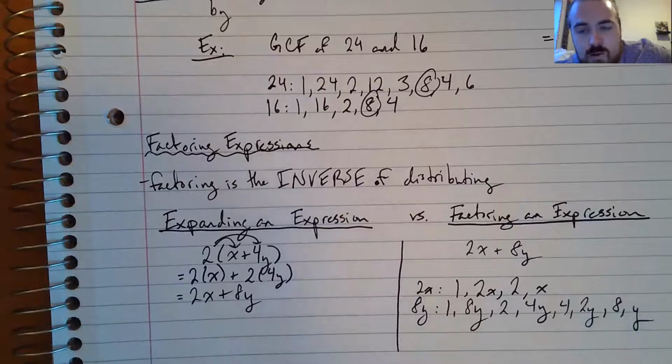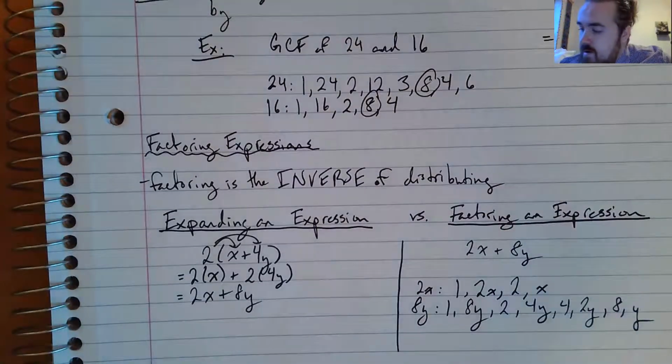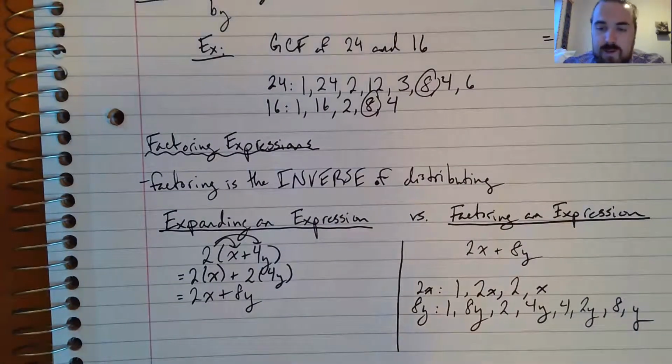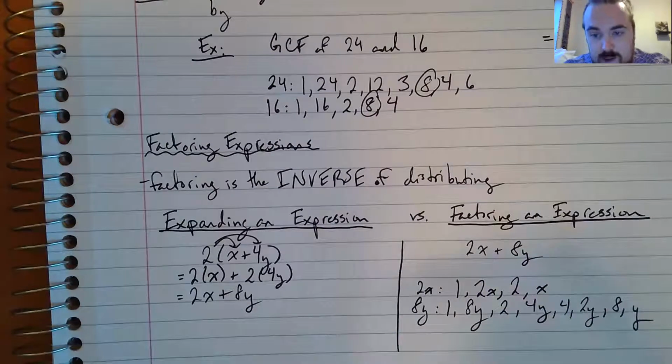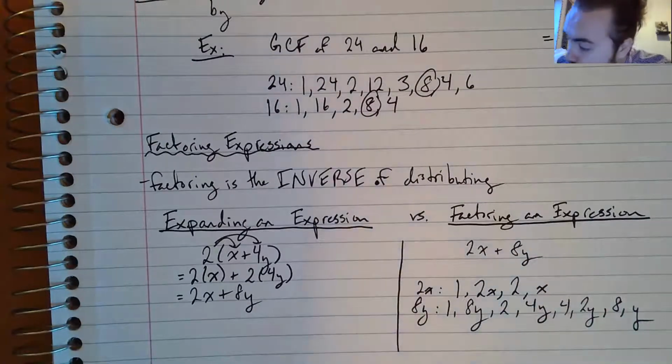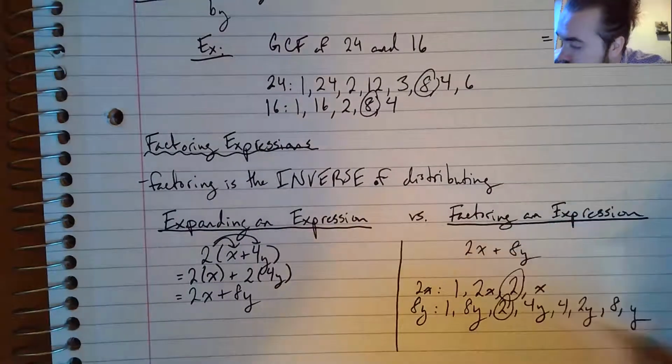So again, this is one way to think about it, listing out these factors. I'm going to tell you another way to think about it in a second. But first of all, when we list out these factors, we're looking for the largest one. They both share 1. X's and y's aren't common factors, so they can't share that. But they also both share 2. And that is going to be the GCF. So I'm going to take 2 out of this.